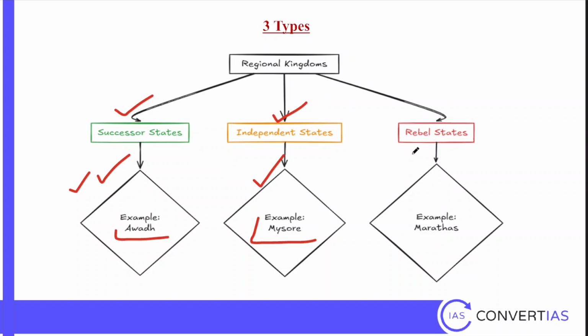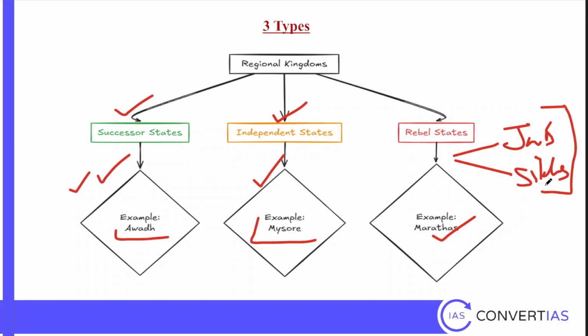Then come the rebel states. There are three main rebel groups. The first one, Jats. Second, Sikhs. And third, Marathas. About Jats and Sikhs, we have done a video. About Marathas, we'll discuss in this one.